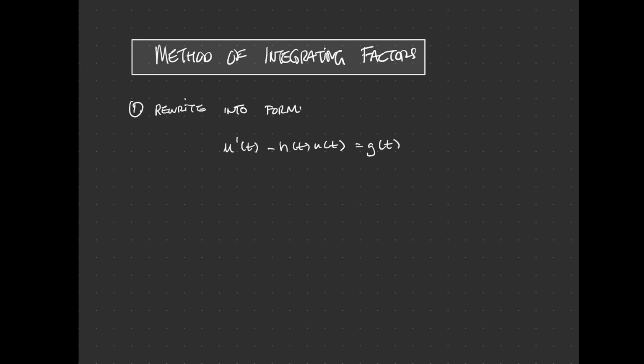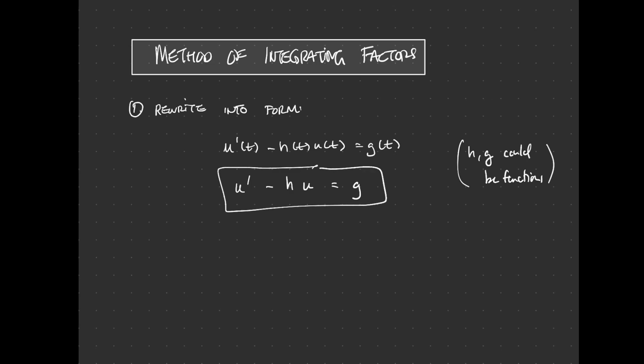Another way to write this a little simpler, without all the t's, would be u prime minus hu equals g. And you just need to remember that h and g could be functions. They're not just scalars. But you need to write it in this form.